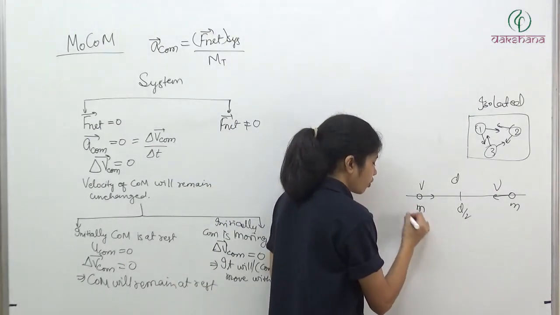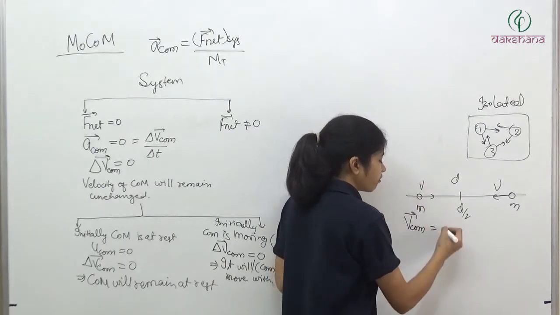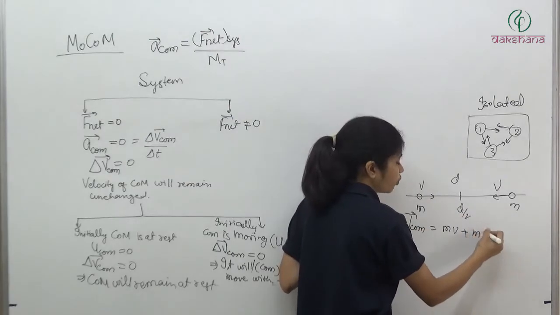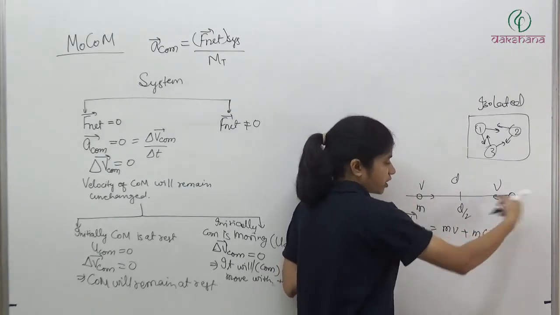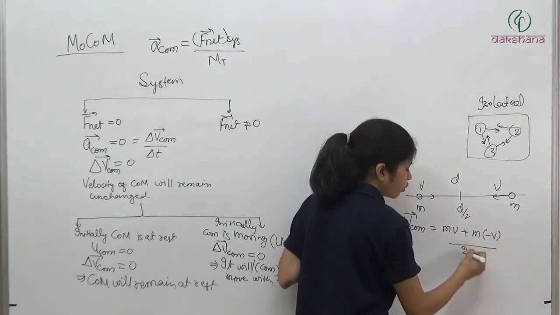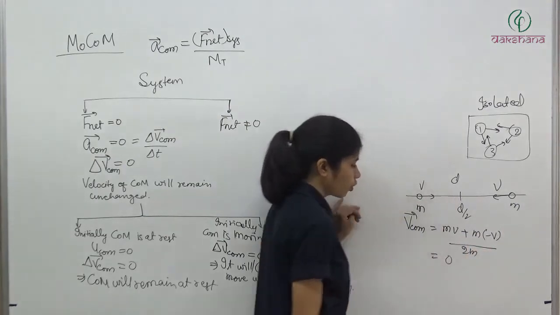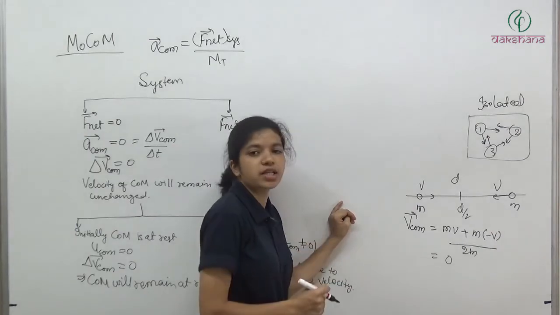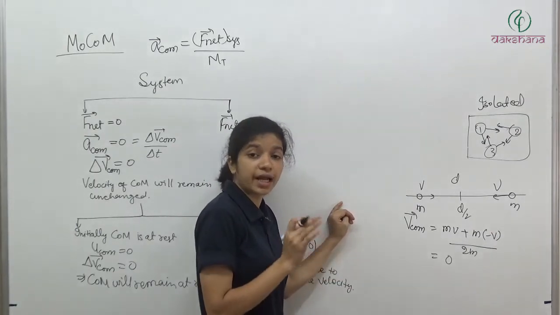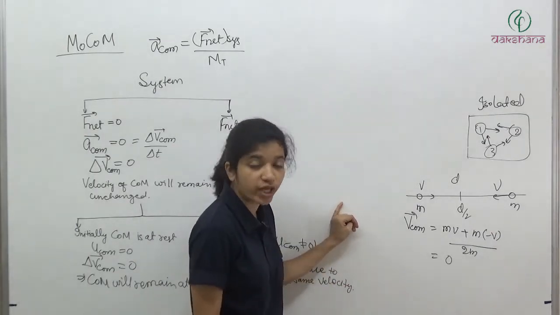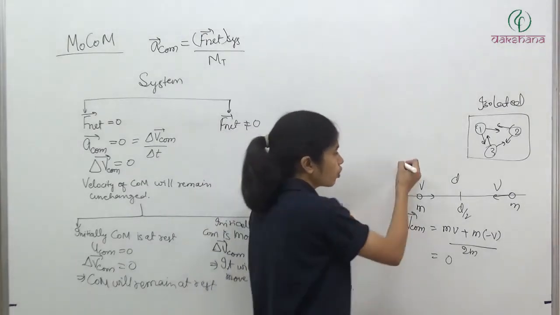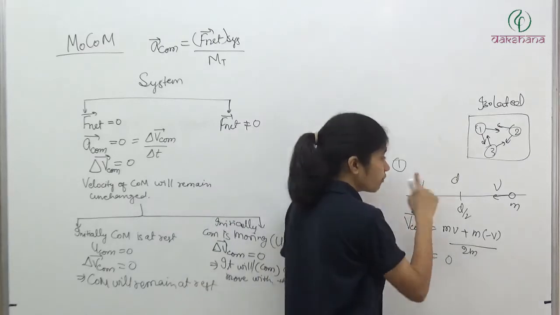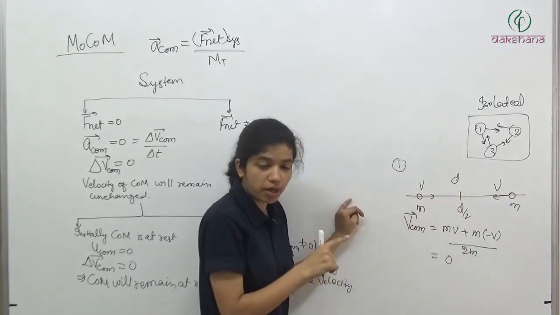So velocity of center of mass is equal to m1 v1 plus m2 v2, that is m v plus m times minus v, divided by total mass of the system. क्या आया हमारे पास? 0. ओहो भाई, पार्टिकल्स तो खुद चल रहे थे, सेंटर ऑफ मास नहीं चल रहा है. Center of mass is still at rest. Individual particles are moving, but center of mass is at rest. So just write it as an example.